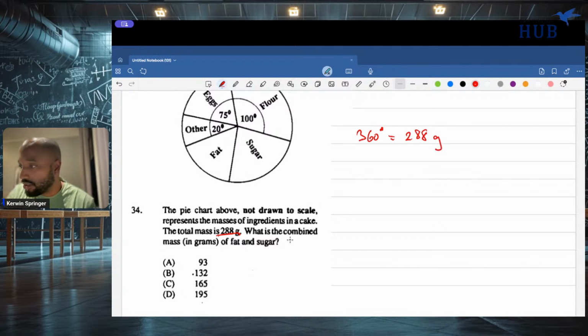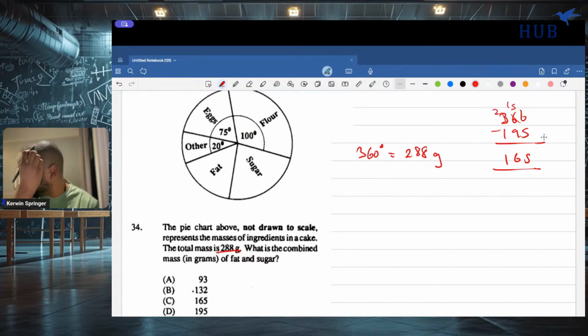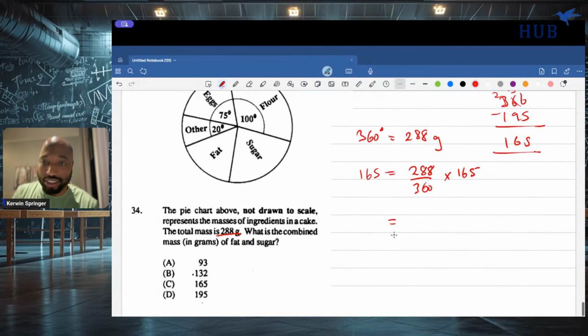You go and sleep. What is the combined mass in grams of fat and sugar? Fat and sugar will be the remainders. So there's 195, right? So let's say 360 minus 195 to get the fat and the sugar. So 165. All right, 165 it is. So we're trying to figure out what 165 is. So if 360 is 288, 165 is going to be 288 divided by 360 multiplied by 165. So it's just a matter of breaking that down and seeing what happens.